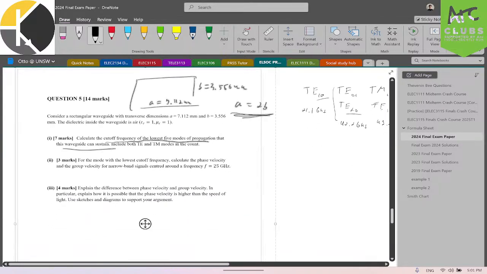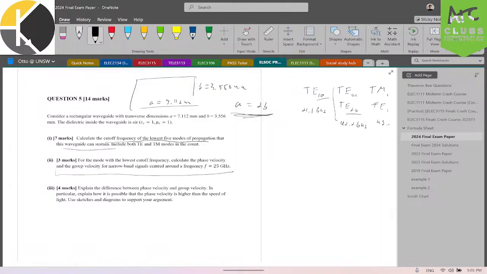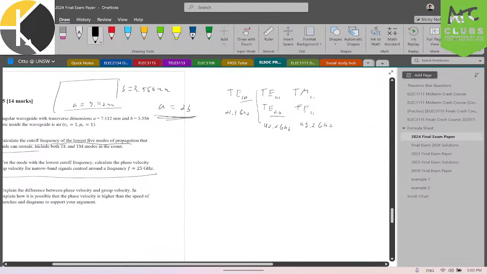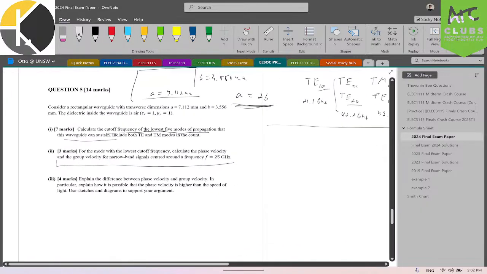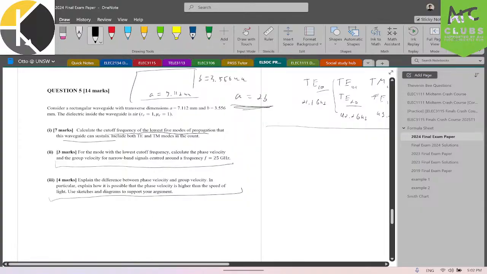Then for the mode with lowest cutoff frequency, calculate the phase velocity and group velocity with F centered at 25 gigahertz. So first, phase velocity. Actually, I will also explain this briefly. Phase velocity V phase is always greater than the speed of light for TM or TE modes. And the group velocity is always smaller than the speed of light.